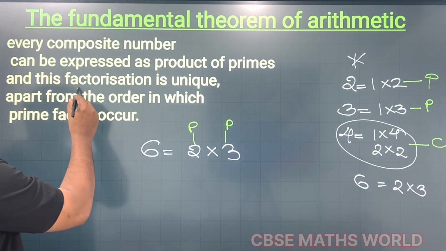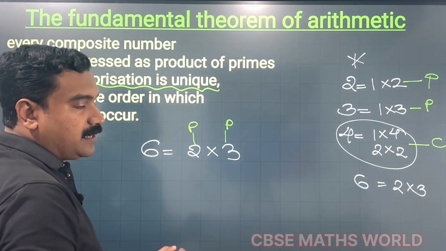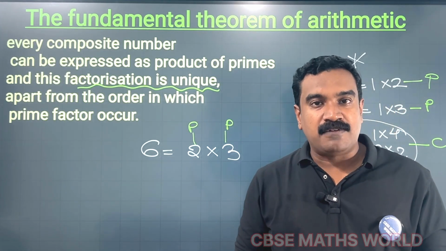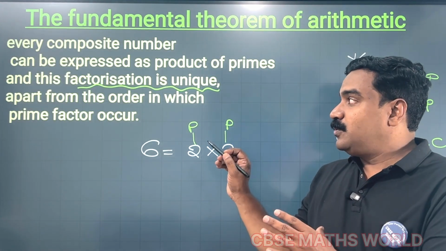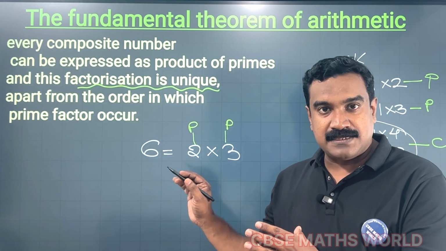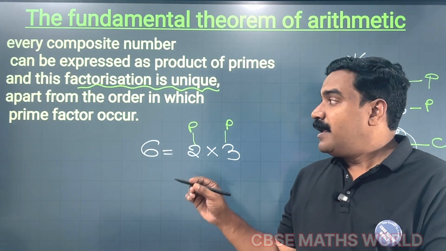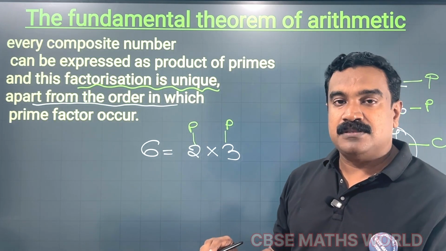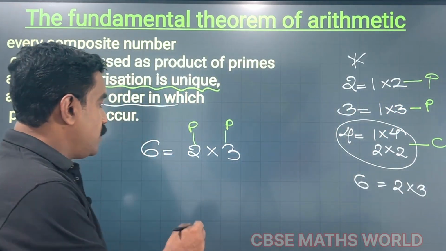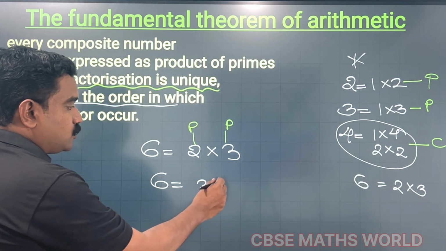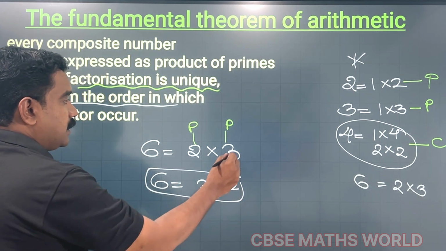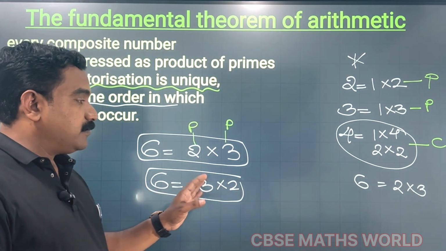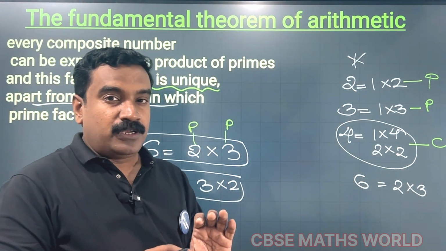That's why they are saying this prime factorization is unique. It means that if you are factorizing 6, you will get 6 as 2 into 3. No other value you will get. That's why they are saying it's unique. Every time you prime factorize 6, you will get the answer as 2 into 3. And this sentence also, apart from the order in which the prime factors occur, the order is not at all important. How? 6 you can express in the form 3 into 2 also. This is also 6, this is 6. So 6 you can write in the form 2 into 3, 6 you can write in the form 3 into 2. That's why the order is not at all important.